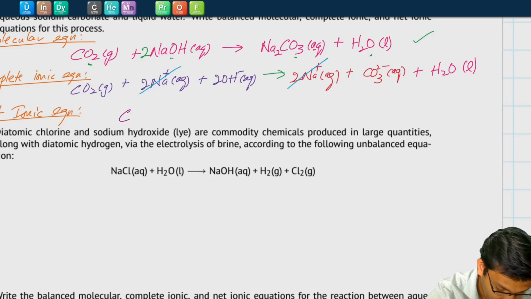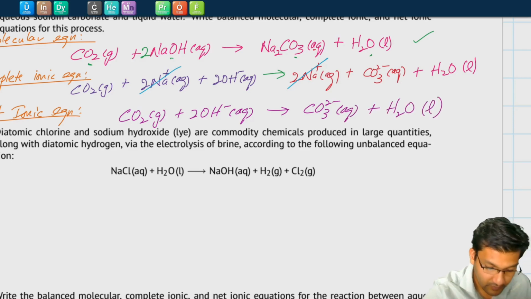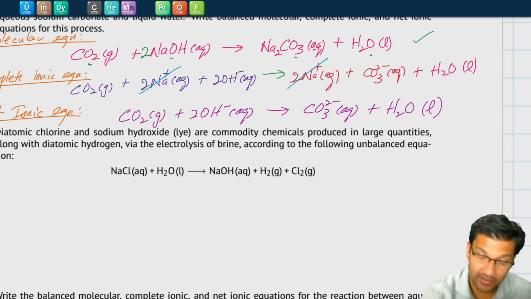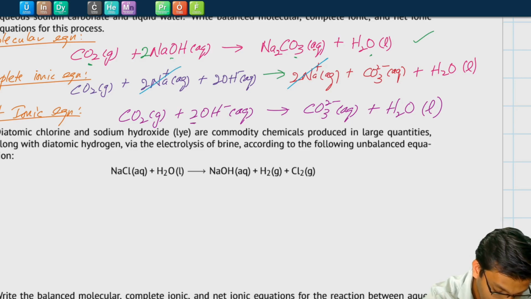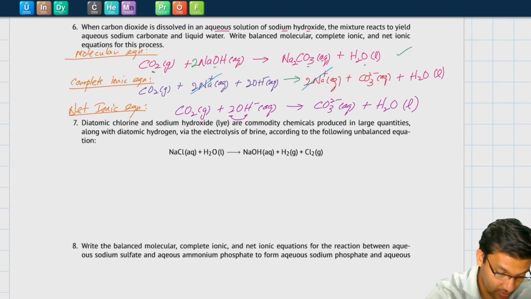So we have carbon dioxide gas plus 2OH- aqueous goes to give us CO3 2- aqueous plus H2O liquid. As always, you would want to make sure that your atoms and charges are both balanced. So we have 1 carbon, 1 carbon, 2 plus 2, 4 oxygens, 3 plus 1, 4 oxygens, 2 hydrogens, 2 hydrogens. So the atoms are balanced. Let's look at the charges. We have 2 times -1, so that's 2- charges, and we have a 2- charge there, so the charges are also balanced. So then our equations are all balanced.